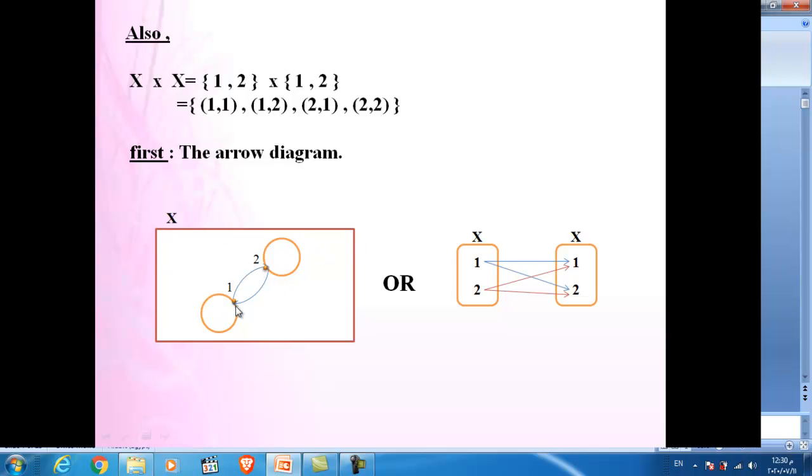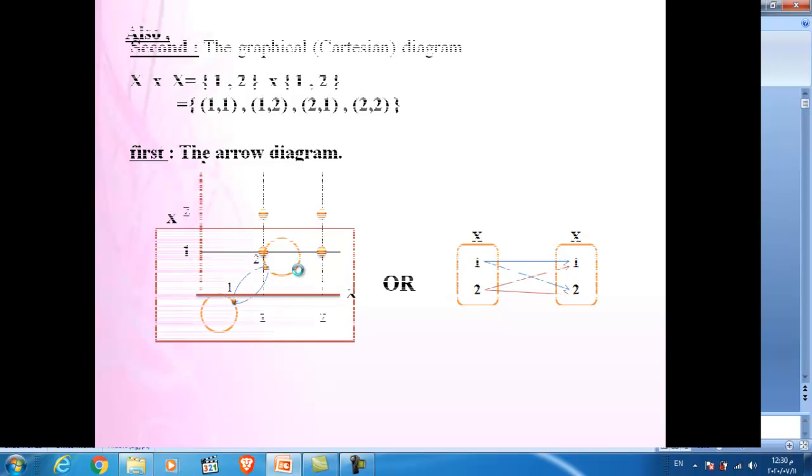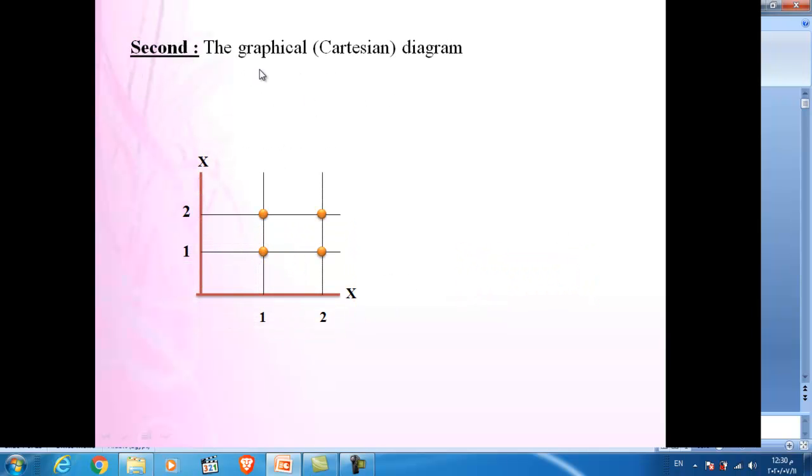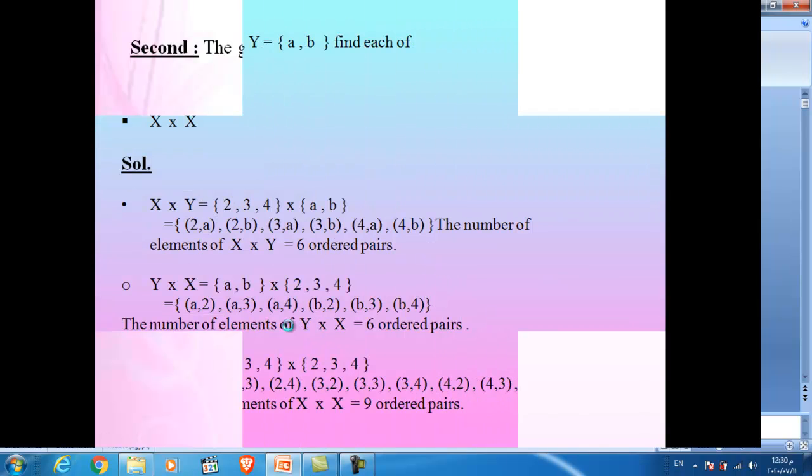We put X as 1 and 2, and we will draw arrows. For (1,1) we will draw a loop going from 1 to itself, and for (2,2) we will draw a loop going from 2 to itself, but 1 to 2 goes like this, and 2 to 1 goes like this, an arrow like this. And if we want to represent X times X by a Cartesian diagram, we will write X and X, then we will draw them as in this figure.